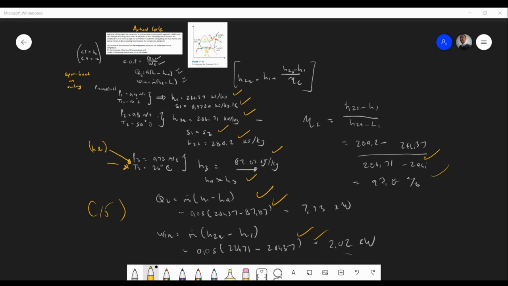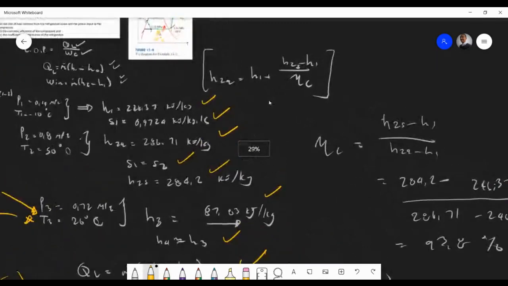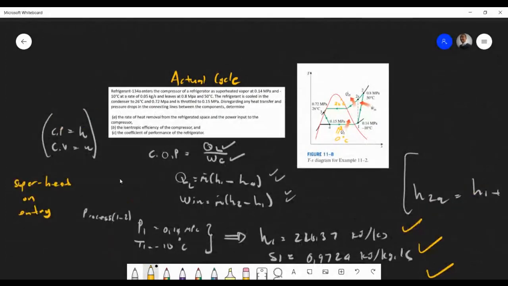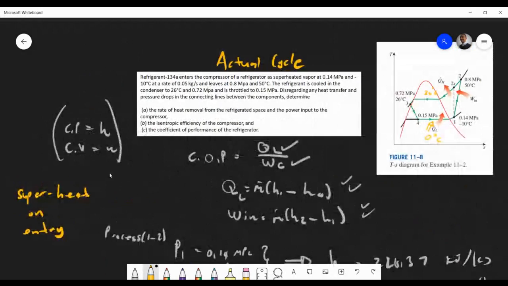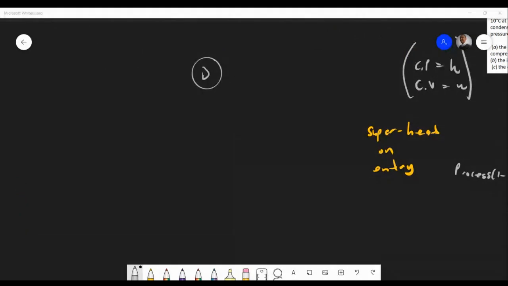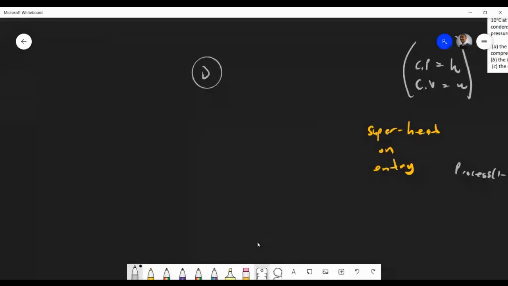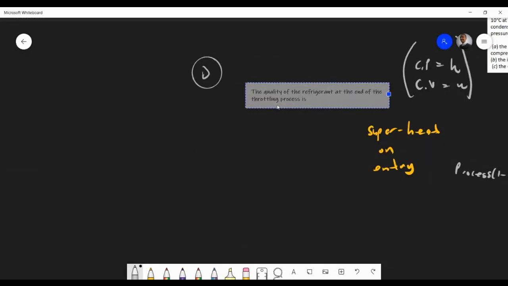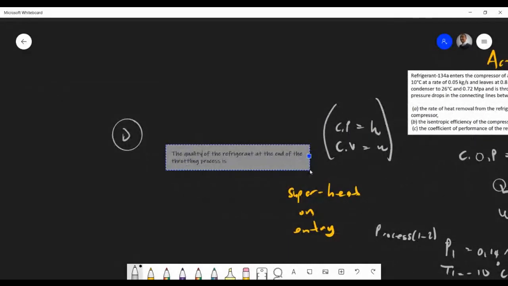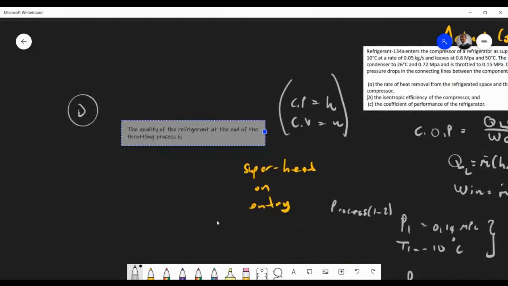Great. I'm going to throw in a bonus question here, and be very well aware it can come in. The question is as follows: what is the quality of the refrigerant at the end of the throttling process? This is a typical question which comes up. Hope you can see it over there.